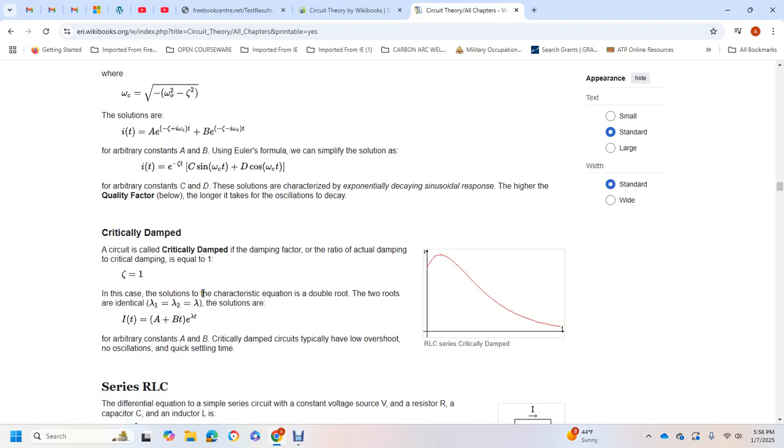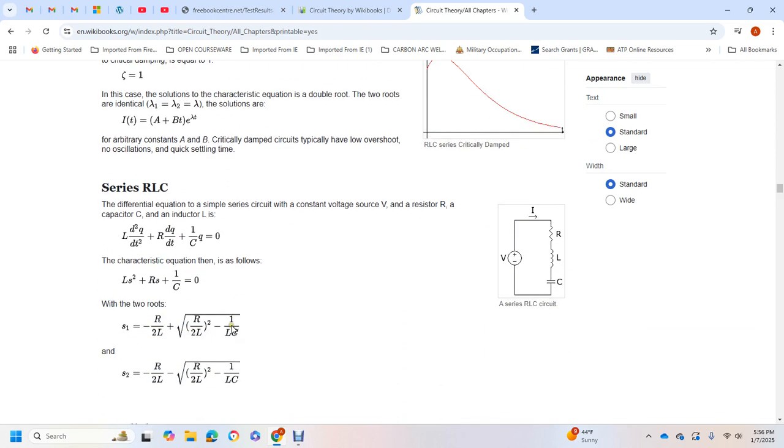Critically damped. A circuit with a critically damped damping ratio, where actual damping over critical damping is equal to 1. In this case, the solution of the characteristic equation has double roots. The two roots are identical: root 1 is equal to root 2 equal to root. The solution is x of t equals A plus B times t, times e to the root times t, where A and B are arbitrary constants. Critically damped circuits typically have low overshoot, no oscillation, and quick settling time.